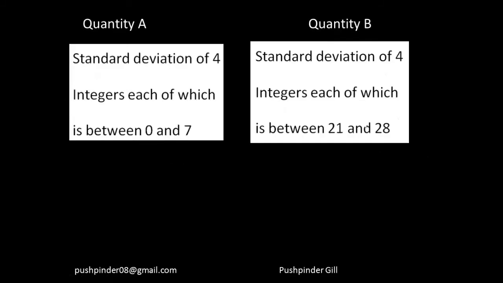Now standard deviation is a little tricky concept. Let's suppose this is a set of numbers: 4, 4, 4. Standard deviation actually checks how far the numbers are apart from each other. If the numbers are equal, standard deviation is 0. The more the numbers are apart from each other, the more the standard deviation increases.